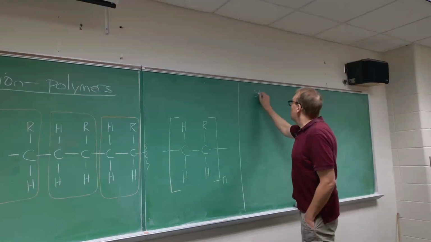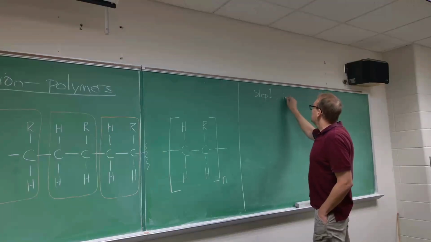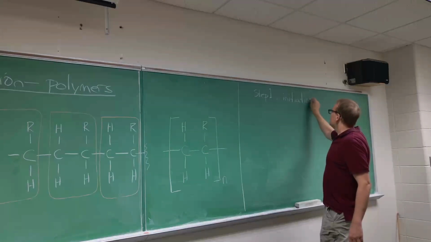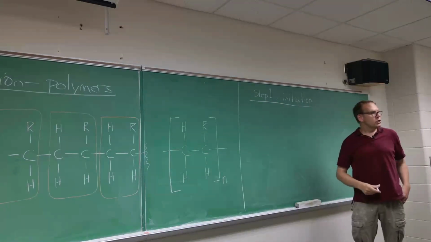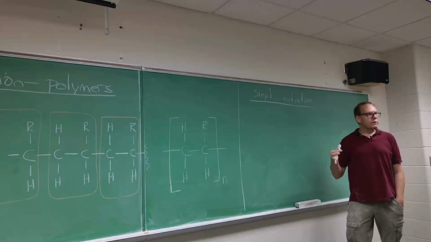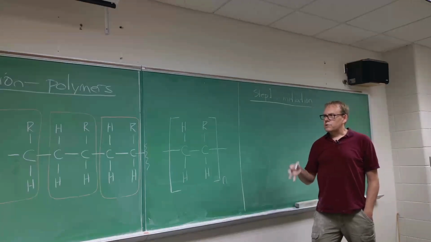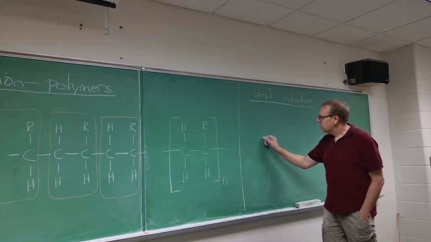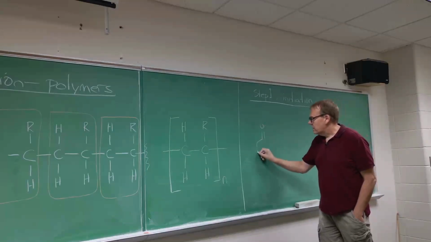So step 1 is initiation. Just like we had when we were doing halogenation, chlorination, bromination of alkanes, you had to get some radicals to start with. And the initiators that get used in polymerization chemistry, there's a few different examples, but one of the really common ones that I'm going to show is benzoyl peroxide.